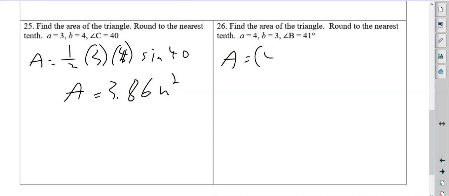Again, A equals 1/2. 4 times 3, again, doesn't matter. And this is supposed to be C, typo, sorry. Sine of 41. So again, 4 times 3 is 12, divided by 2 is 6. 6 times sine of 41, 3.9 units squared. And that's it.